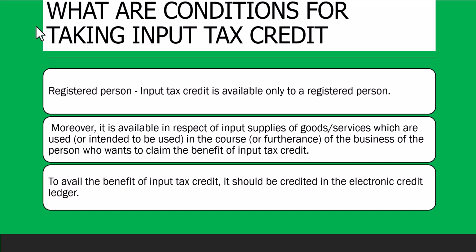To avail the benefit of input tax credit, it should be credited in the electronic credit ledger. I showed you what an electronic credit ledger is. If you go to the GST portal, all that amount which is coming in 2B will get auto populated in the electronic credit ledger. So you can always see the total balance which is lying there, which you can claim as input tax credit. Okay.